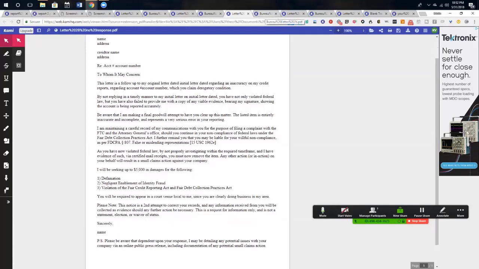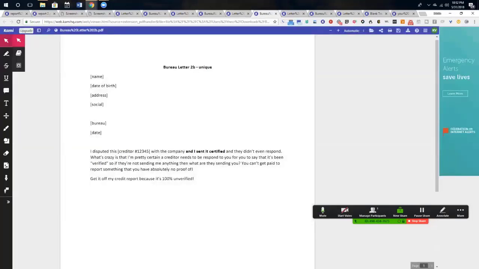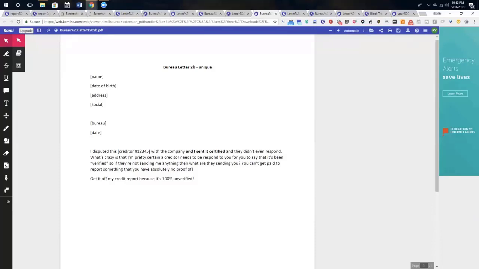So your dispute letter to the bureau, look at the top, 2B, is going to say, I disputed this with the company and I sent it certified and they didn't even respond. What's crazy is that I'm pretty certain that a creditor needs to respond to you for you to say that it's been verified. So if they're not sending me anything, then what are they sending to you? You can't even get paid to report something that you have absolutely no proof of. Get it off my report because it's 100% unverified.